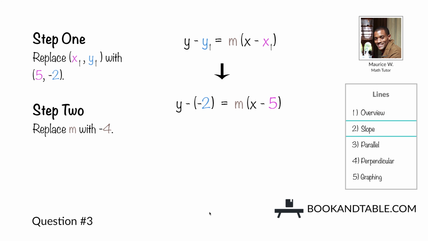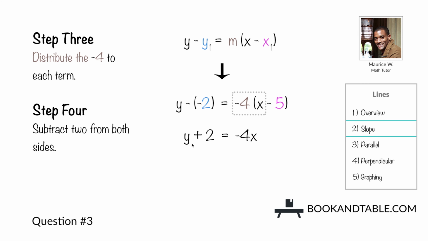Question number 3, step 1, replace x1 and y1 with 5 and negative 2. Step 2, replace m with negative 4. Now we want to distribute this negative 4 to each of these terms. And here, y minus negative 2 becomes y plus 2. So we have y plus 2 is equal to negative 4 times x, which is negative 4x. Negative 4 times negative 5 is positive 20. Leaving you with y plus 2 is equal to negative 4x plus 20.